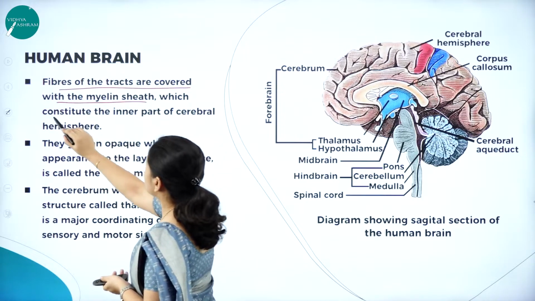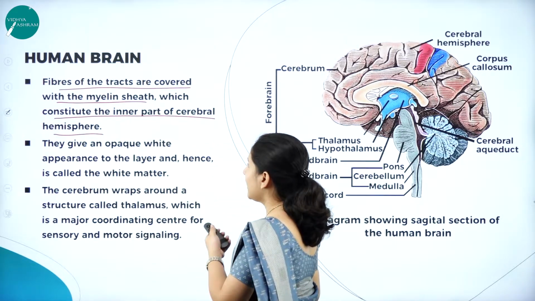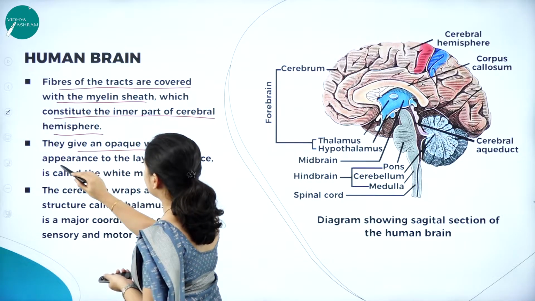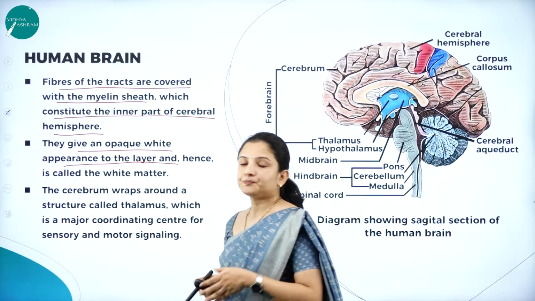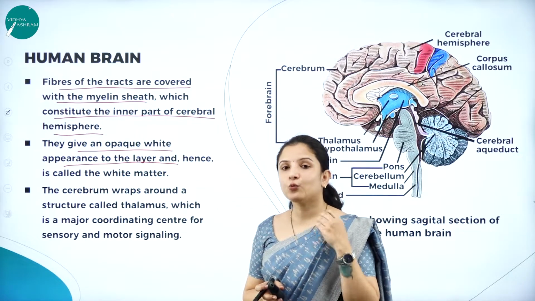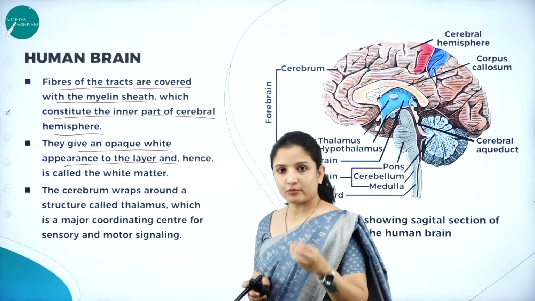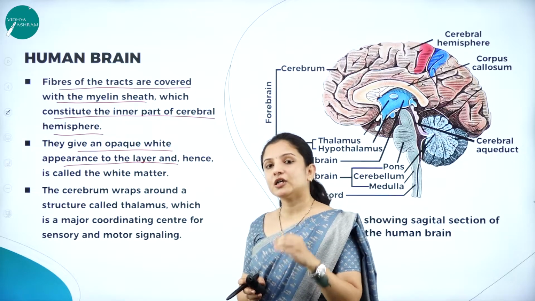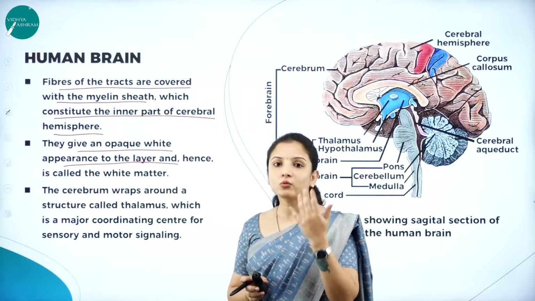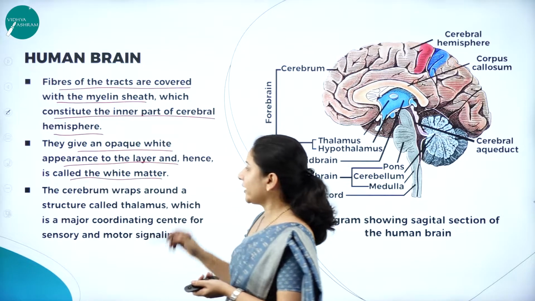And these nerve fibers constitute the inner part of the cerebral hemisphere. And this is why they give an opaque white appearance to the layer. So, in the inner part of the cerebral hemisphere is present the white matter. Why? Because there it consists of nerve fibers which are covered by myelin sheath, and that gives it an opaque or white color to that particular part, and hence it is called the white matter.